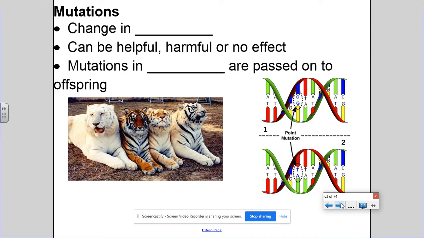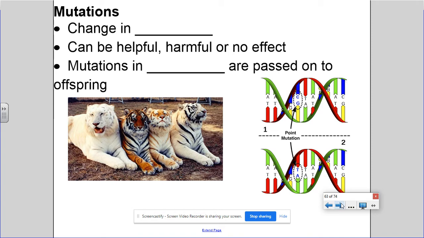Mutations. We've learned about mutations already, so you may be able to fill in the blanks before I get there. So, mutations would be a change in DNA. They can be helpful, harmful, or have no effect. Please remember that most mutations have no effect.